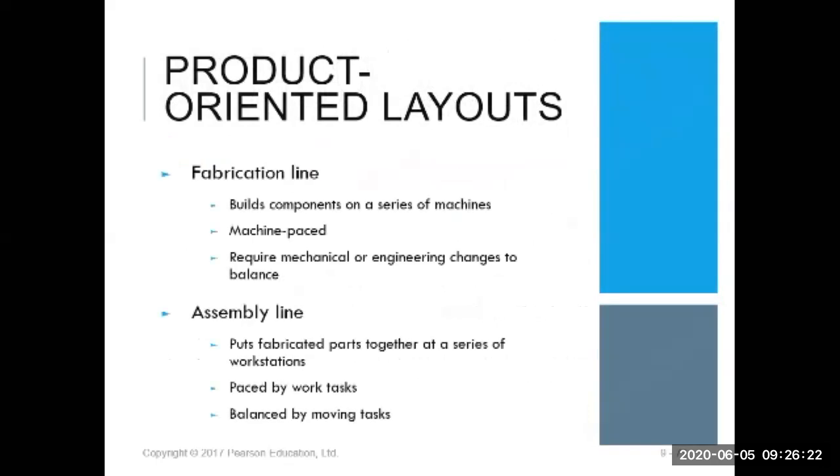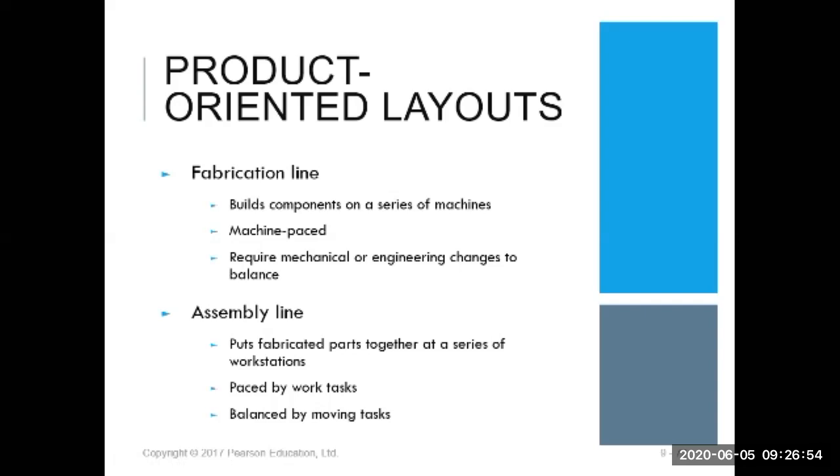In the product-oriented layout, there are two types: fabrication lines and assembly lines. Fabrication lines build the components, and on assembly lines we put the fabricated parts together. The pace of fabrication is usually based on the machine, while in the assembly line the pace is usually set by work tasks.